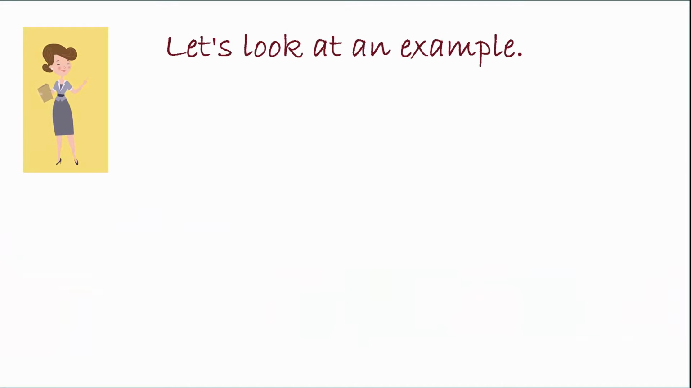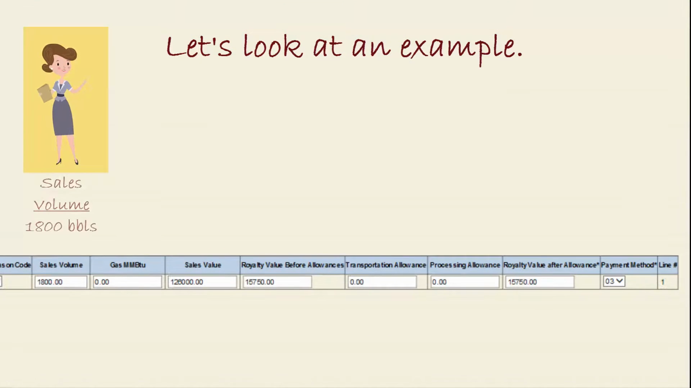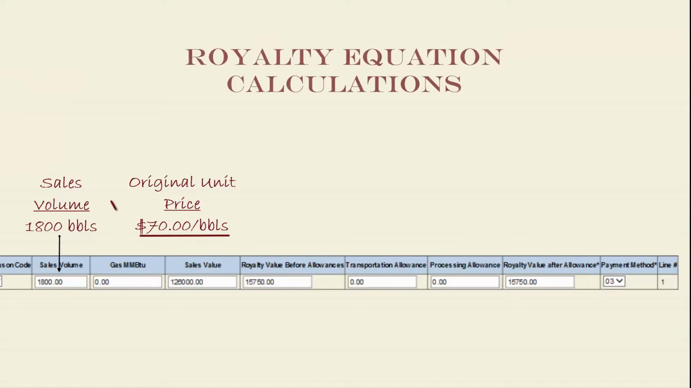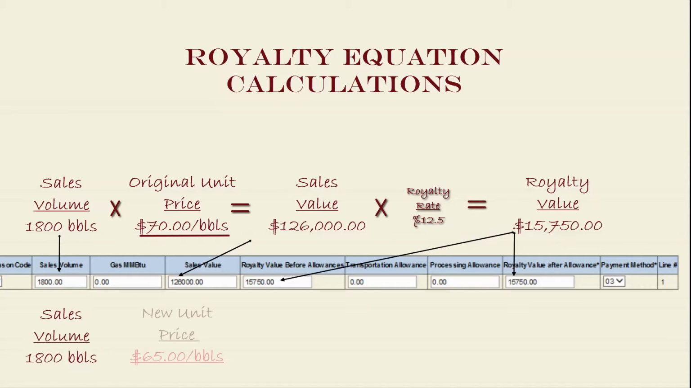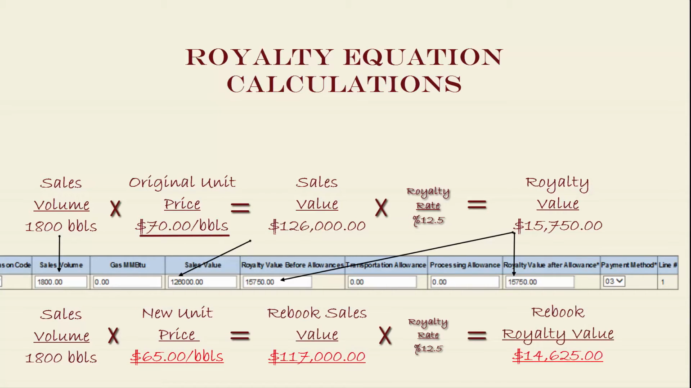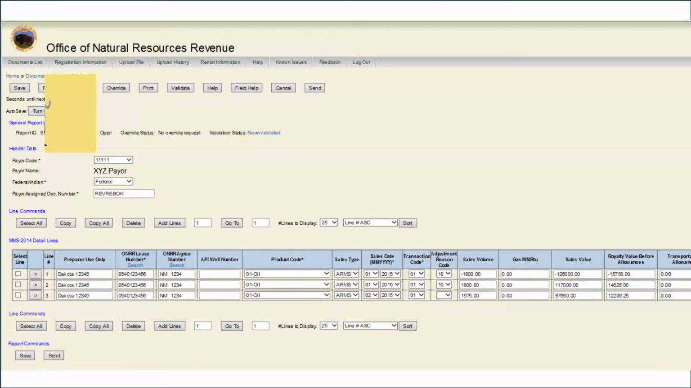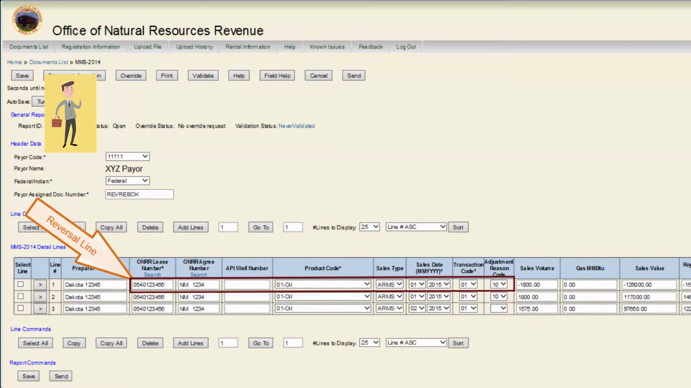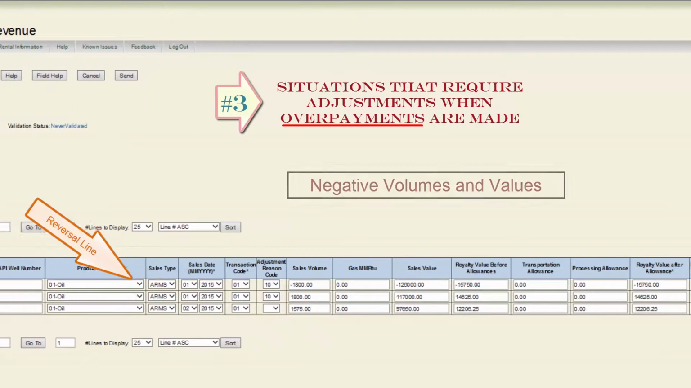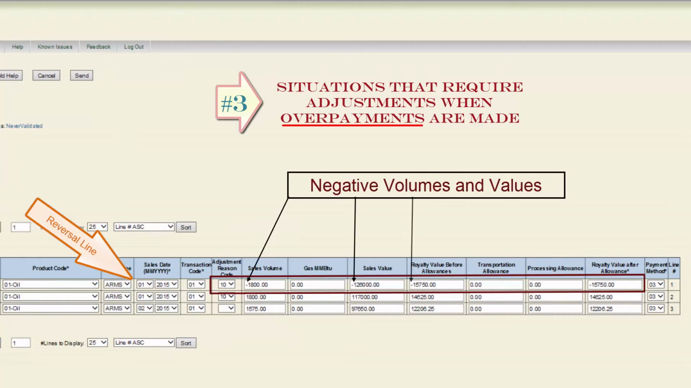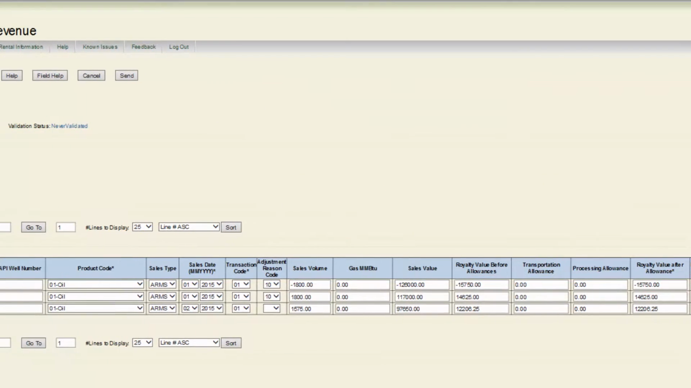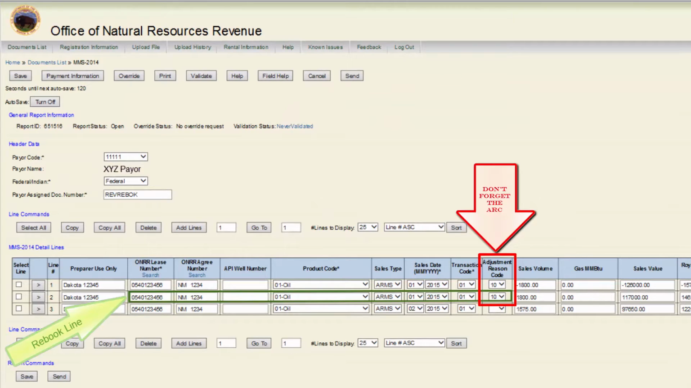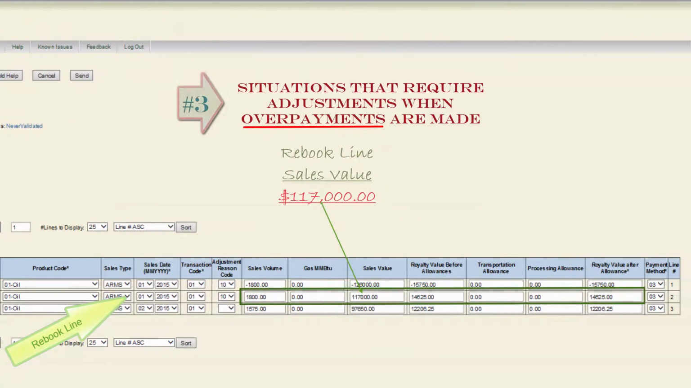Let's look at an example. In this scenario, the company originally reported and paid royalties based upon a price of $70 per barrel when it should have been $65 per barrel. This two-line adjustment starts with the reversal of the original line using the same data but with negative volumes and values. The corresponding rebook line reports the line with the correct price, volumes, and values.